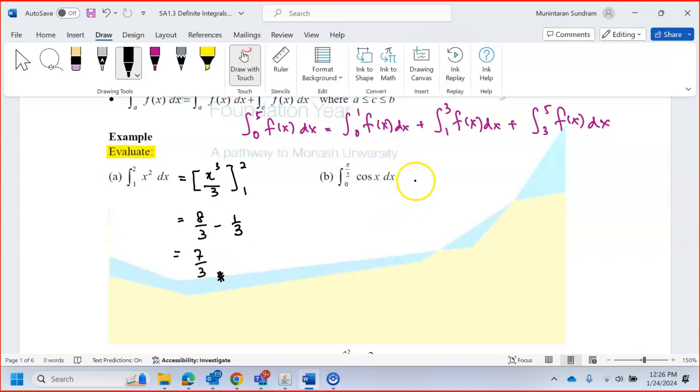One more example. What is the integral of cos x from 0 to pi over 2? The integral of cos x is sine x. So that's going to be sine pi over 2 minus sine 0. Sine pi over 2 is 1, sine 0 is 0. Answer is equivalent to 1.